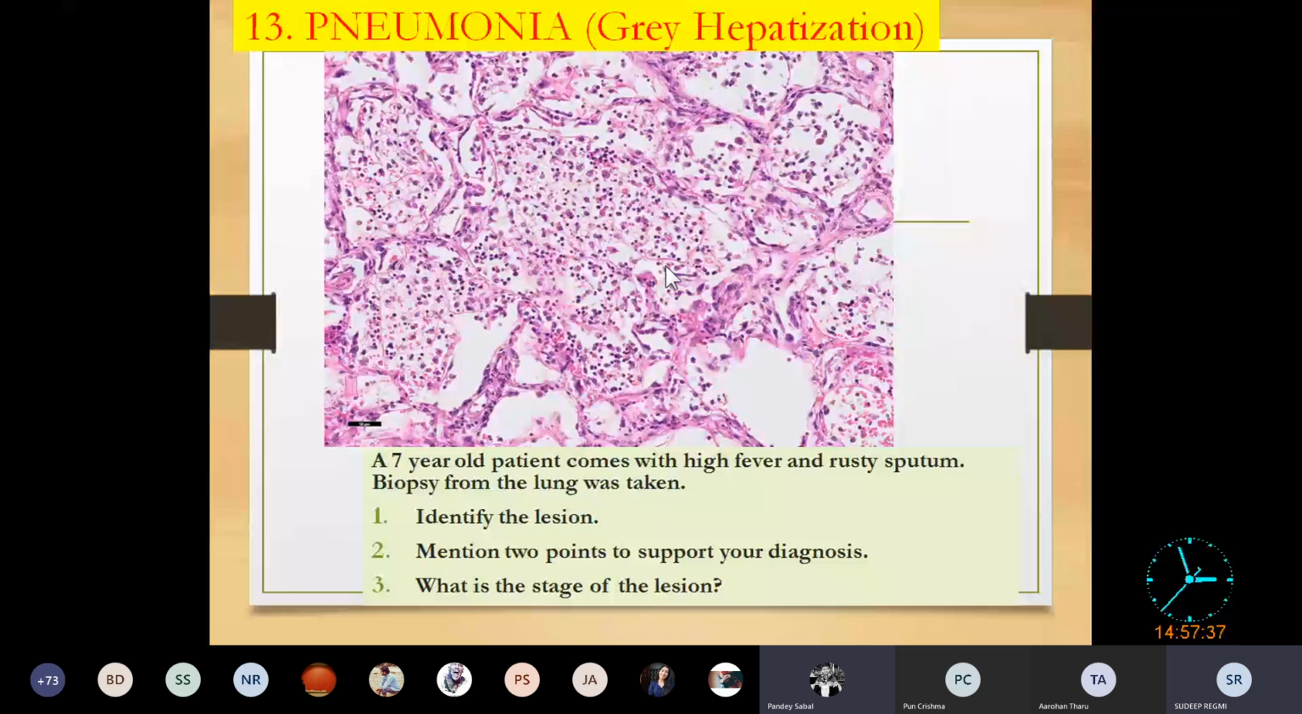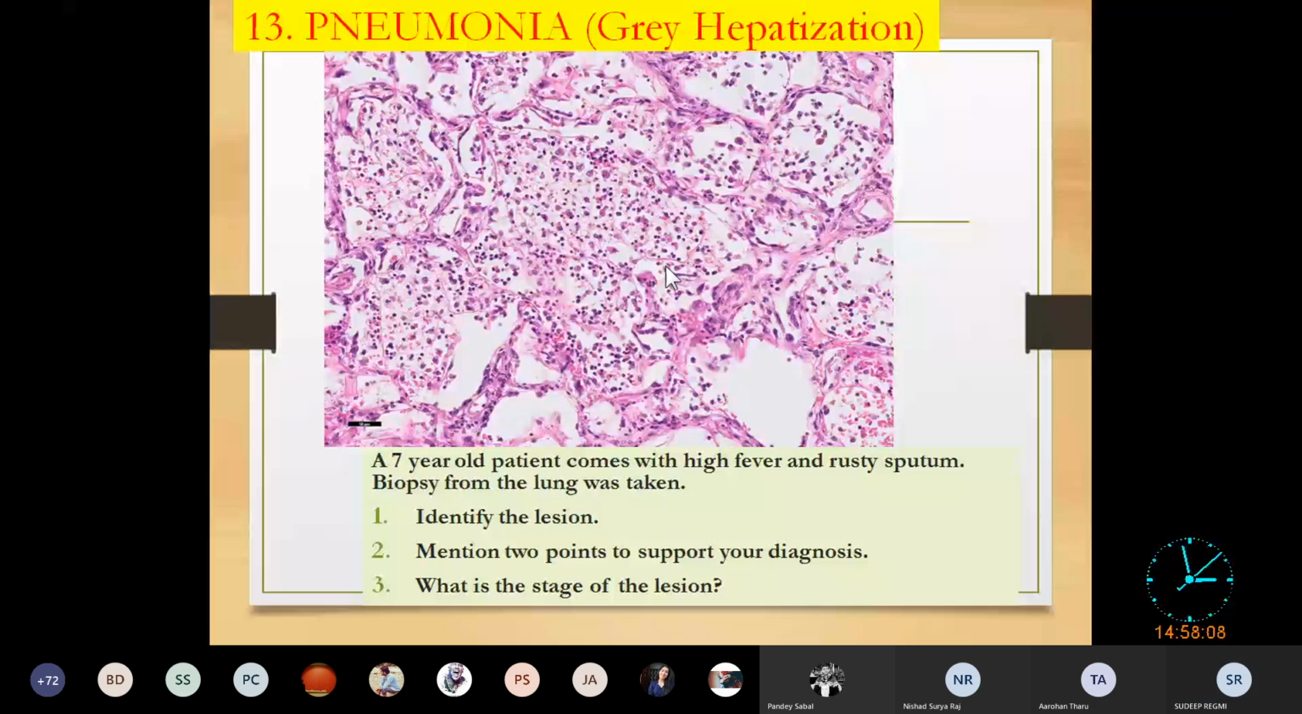So why hepatization? Hepatization relates to the liver, but why in the lung? The liver is a solid organ and the lung is a spongy organ. Due to the exudate, the lung becomes firm like the liver, so it is called hepatization. The consistency of the lung changes to that of the liver.